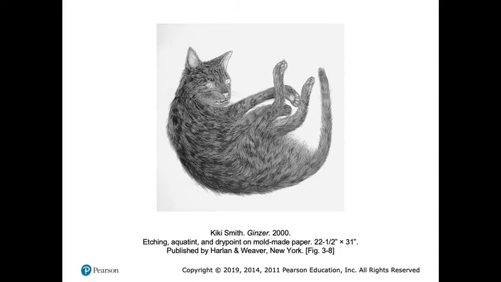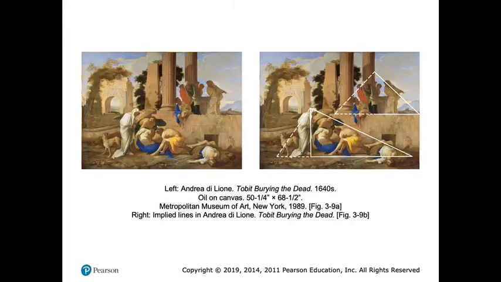Also, we can use lines to make texture. If you're looking at this work of Kiki Smith, all the fur of the cat is made with small lines, and this is how we use lines to create texture. Some examples of implied line.